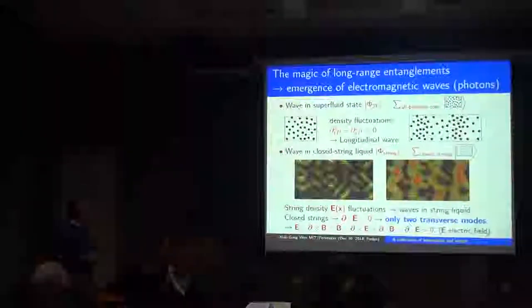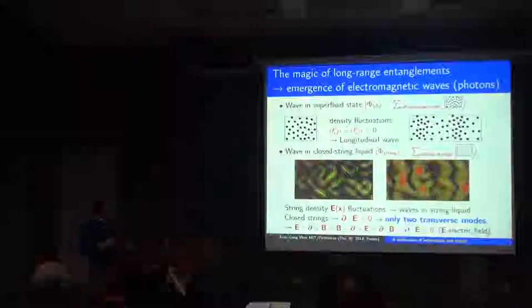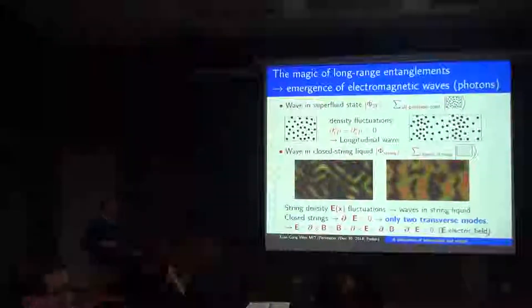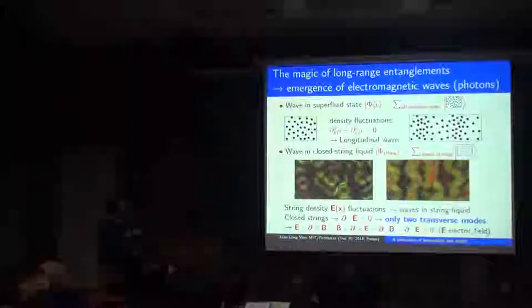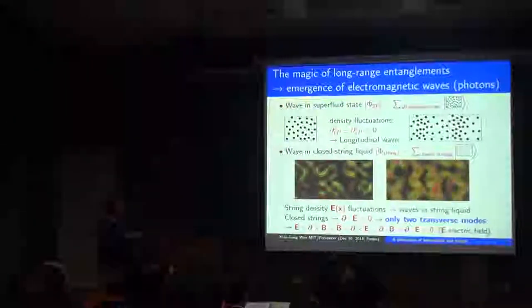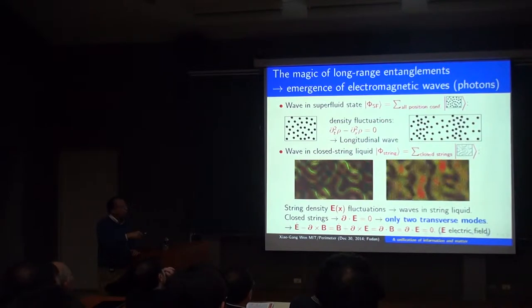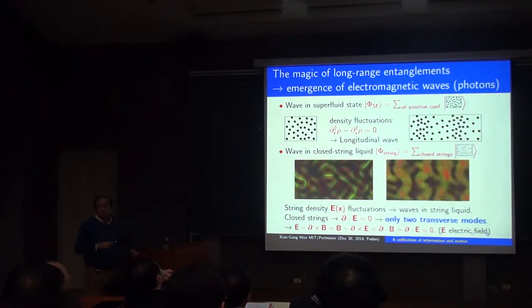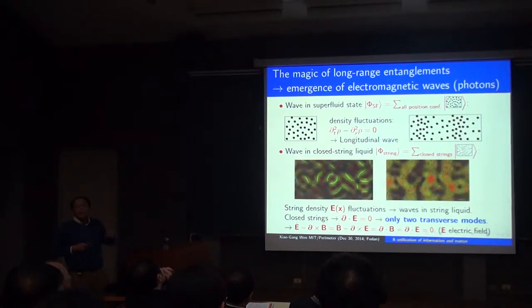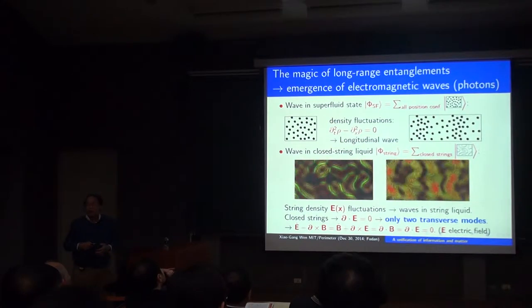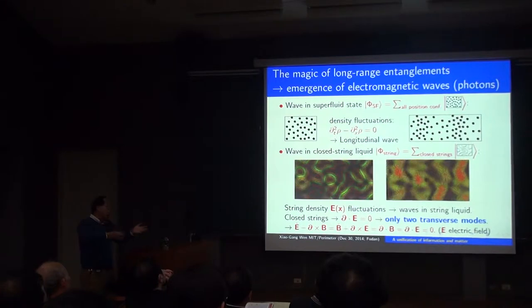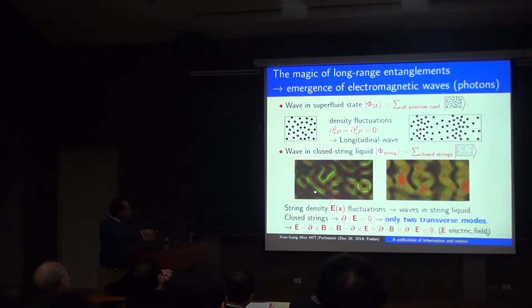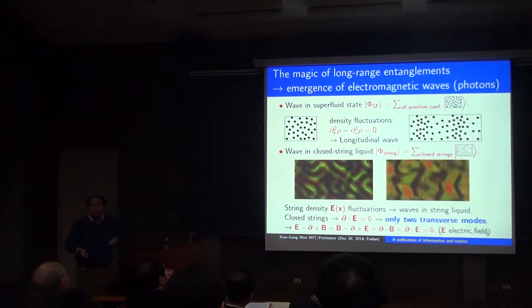Then how do we understand why the Maxwell equation can come out from a string liquid? In a string liquid, just like a particle liquid, it's a superposition of all kinds of loop configurations, that is, strings. Then what is a wave in a string liquid? Very simply, a density wave of strings. Somewhere we have more strings, somewhere else we have fewer strings.